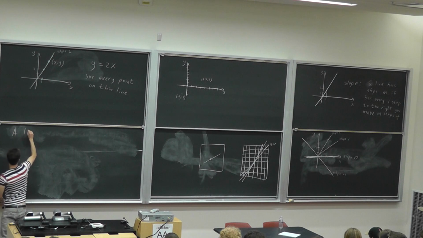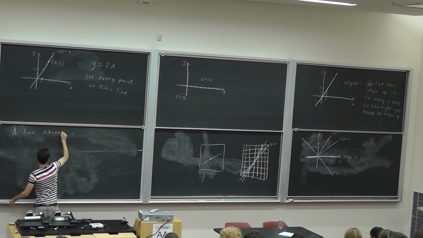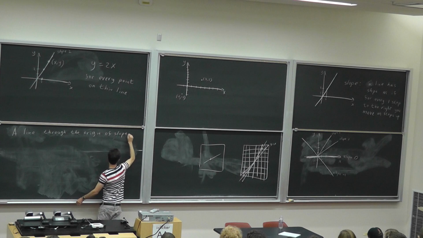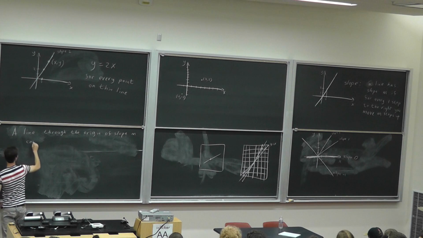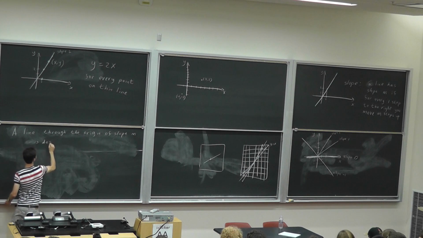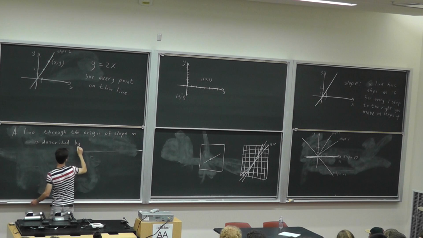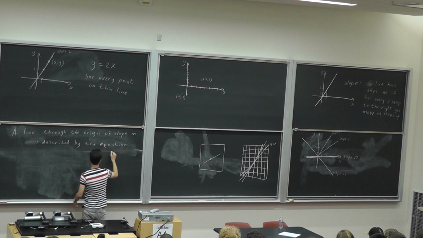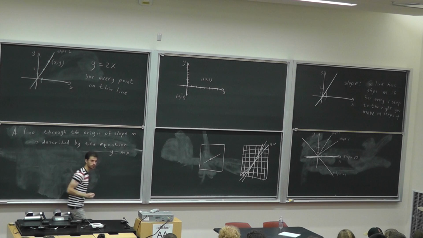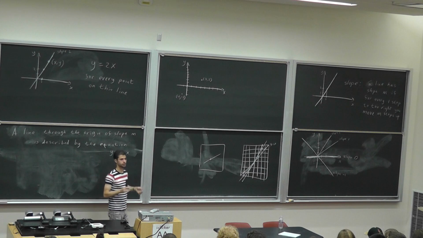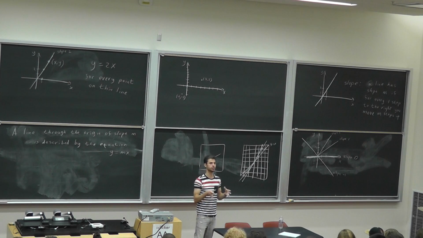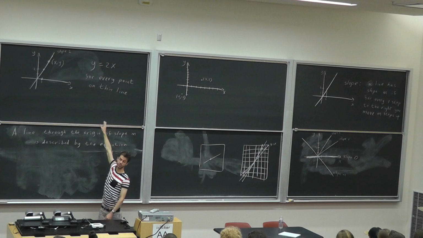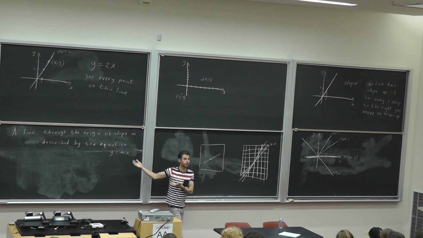A line through the origin of slope m can be described by the equation y equal to mx. Every one step to the right produces m steps up, so the y coordinate is related to the x coordinate by this equation. y is m times x. In this example, m is 2. In general, of course, for any slope.